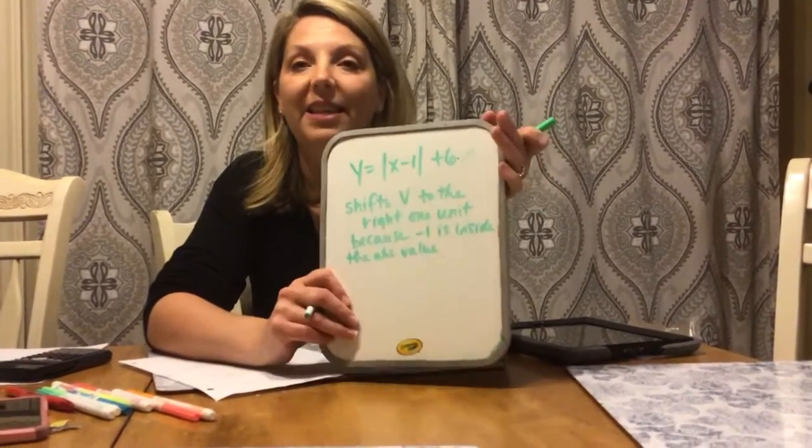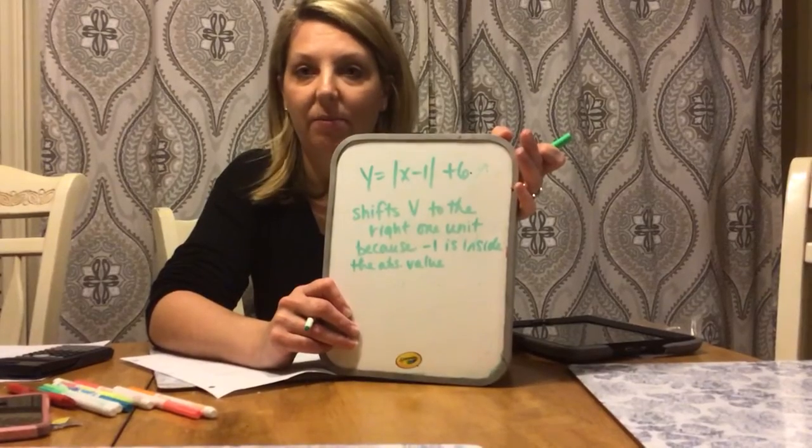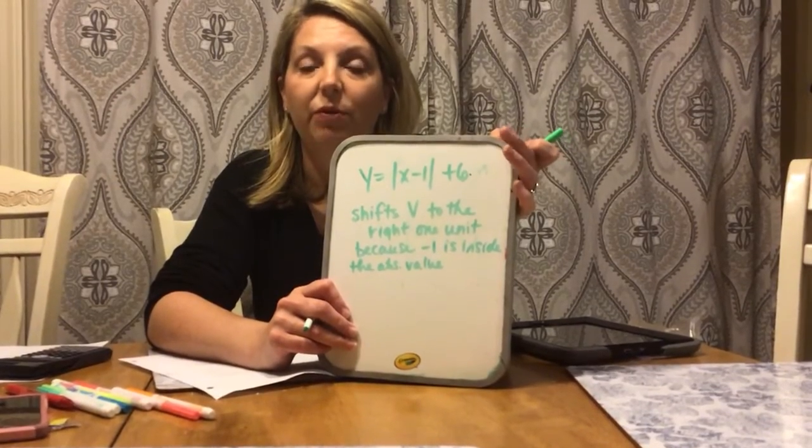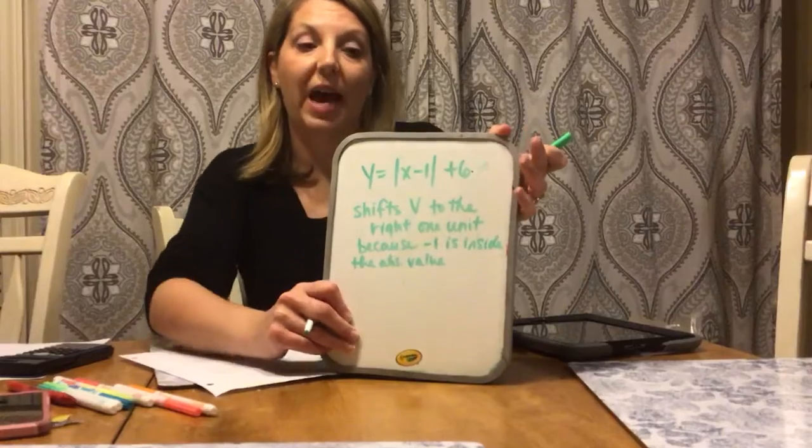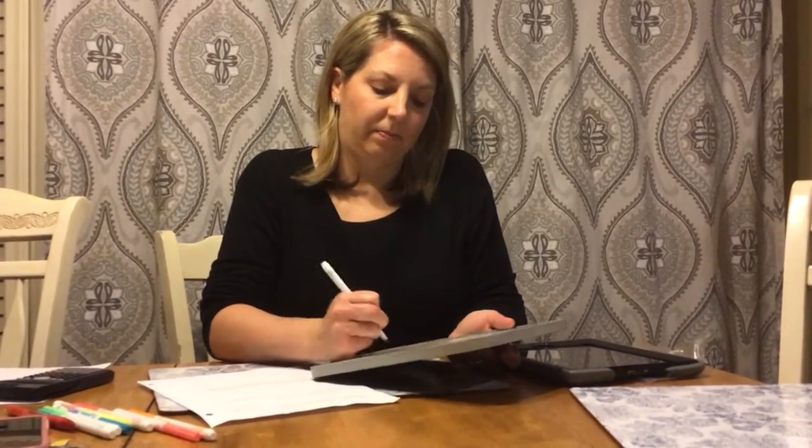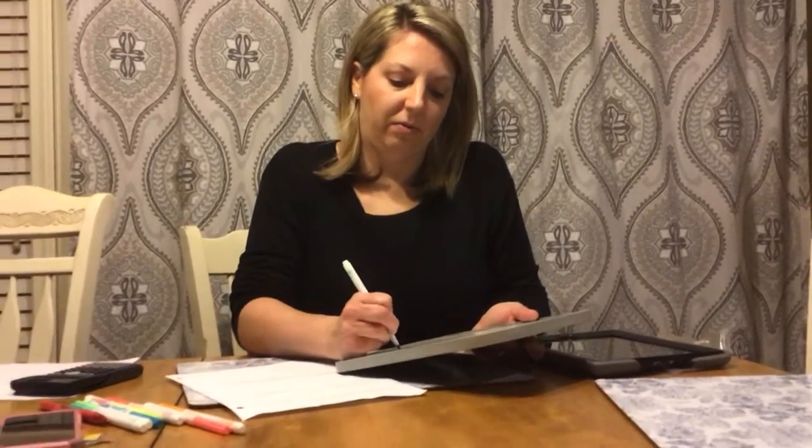Now the +6 on the outside is not doing the opposite. So it is shifting up and down. So that, because it's positive, is going to shift up. So shifts V up 6 units because the 6 is on the outside of absolute value.